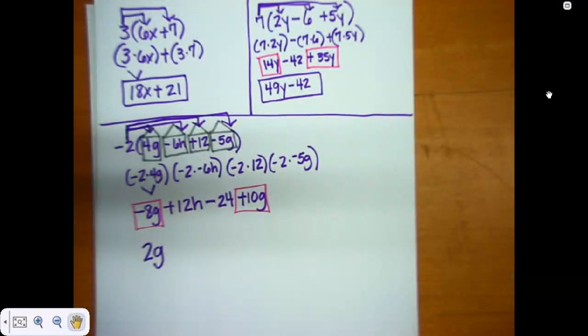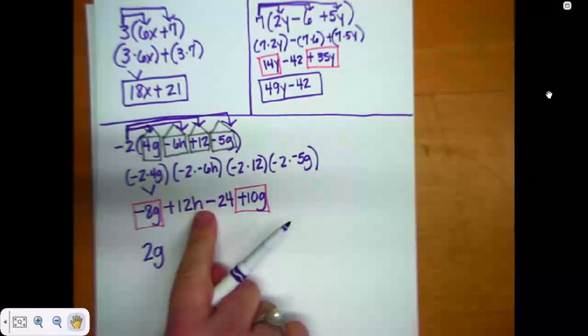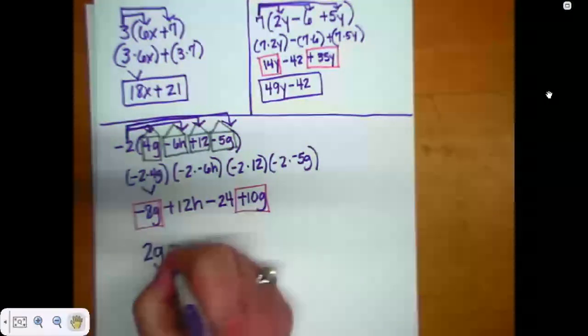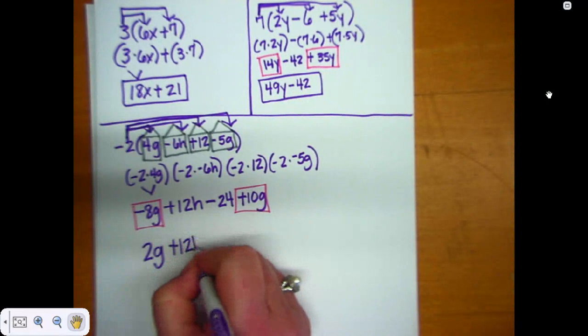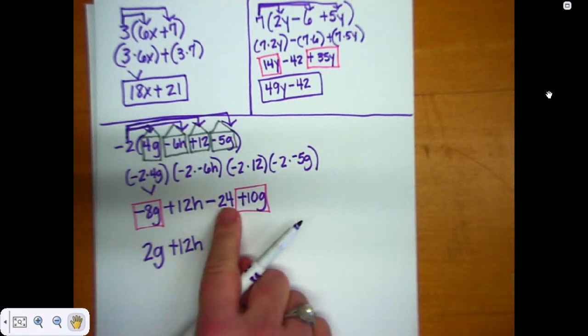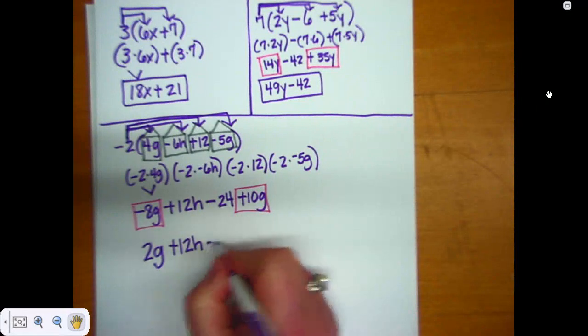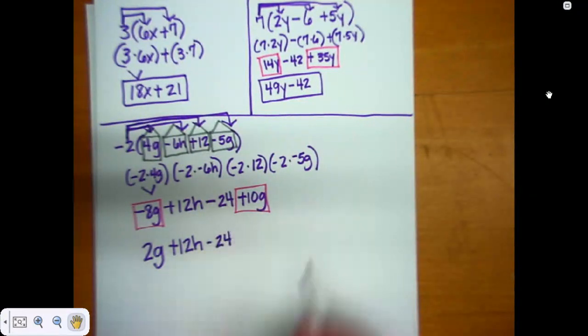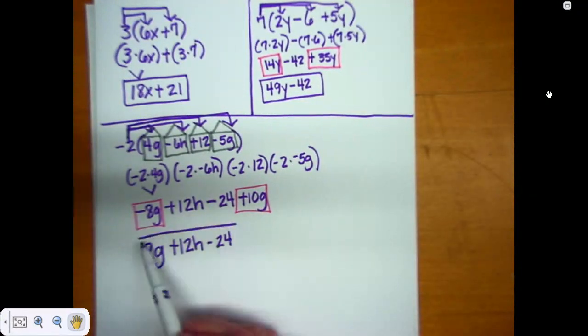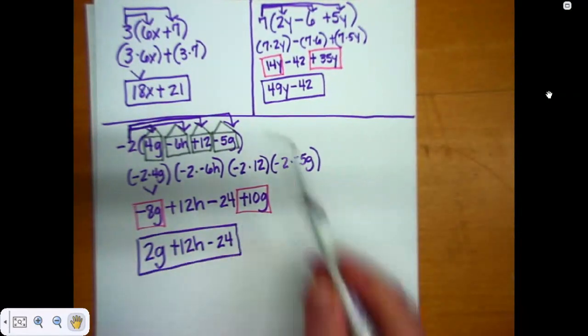2g. Now, I don't have anything that goes with the h. There's no more terms that have an h, so I bring that down. And there's no more constants or terms without a variable, so I'm going to bring the negative 24 down. And this is the most simplified version of this.